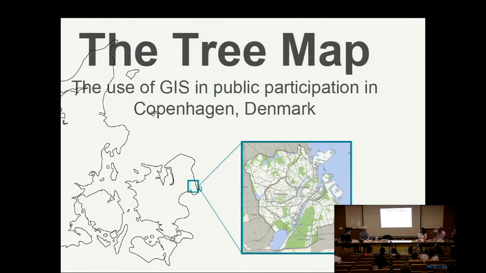So me and Eine, we're coming from Roskilde University, and Roskilde University is in Denmark. The title of our project is the tree map, and the tree map is a study of the use of GIS in public participation in Copenhagen. So this is a study of a project that the City Council launched, a GIS public participation project last year, that we studied as a part of our master's program in Roskilde University.